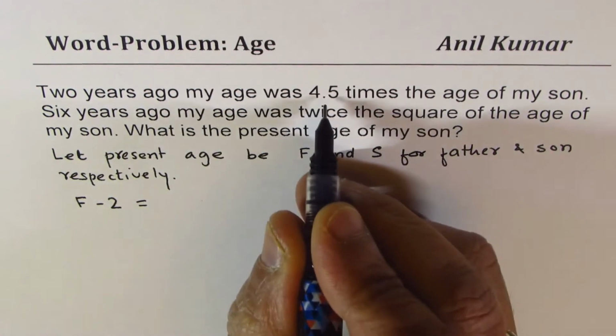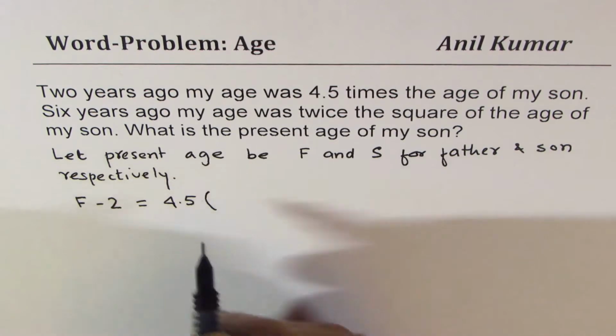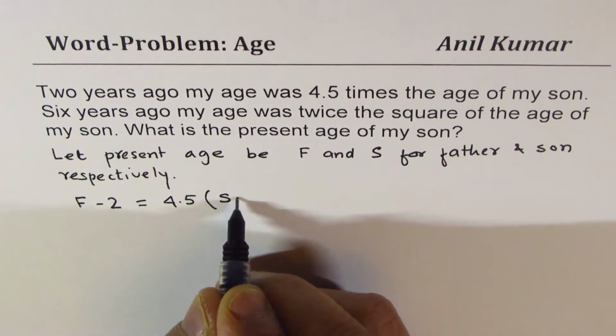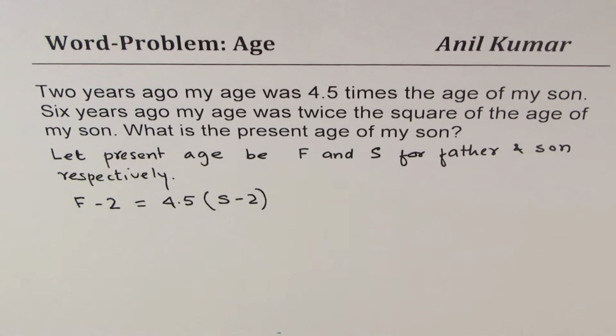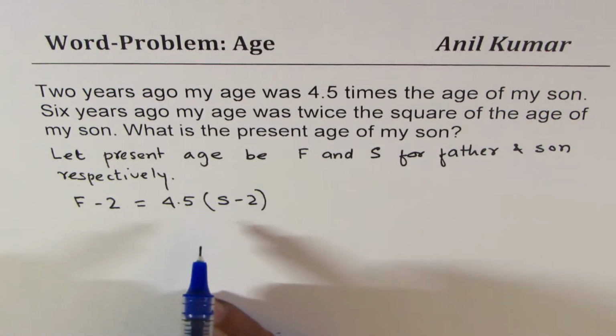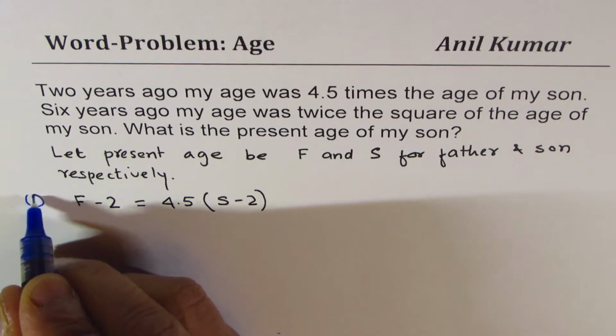And this is 4.5 times the age of son. Son's age will also be 2 years less than present age. So you get one equation. Perfect. So as soon as you get your equation, you could actually expand and simplify this, rewrite this, but we'll name it 1 now.